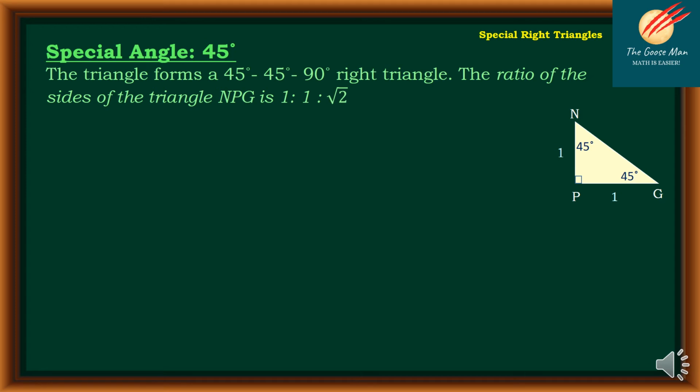Okay, let's move on to the special angle. This time that is 45 degrees. So the triangle forms a 45, 45, 90 right triangle. So the ratio of the sides of the triangle NPG is 1 is to 1 is to square root of 2.